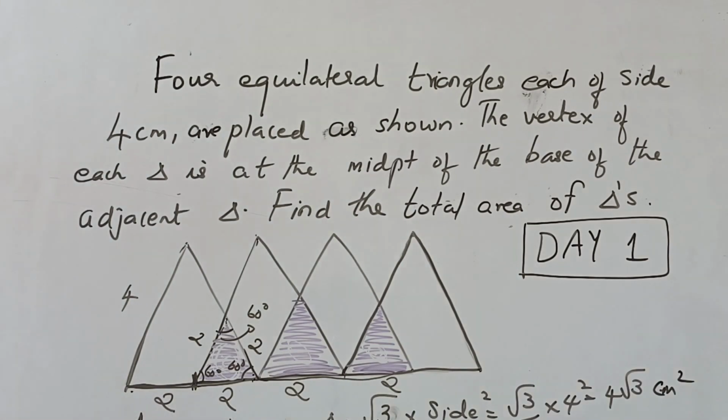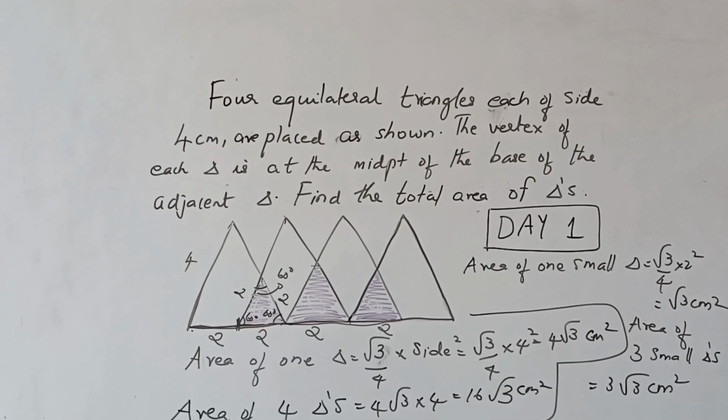How do you find out the area of an equilateral triangle of side 2? By using the formula root 3 by 4 into side square. Here, the length of the side is 2 centimeters. So, let us see what we are getting. Area of one small triangle is root 3 by 4 into 2 square, which is root 3 centimeter square. How many small triangles do we have? We have 3 small triangles whose area is 3 root 3 centimeter square.